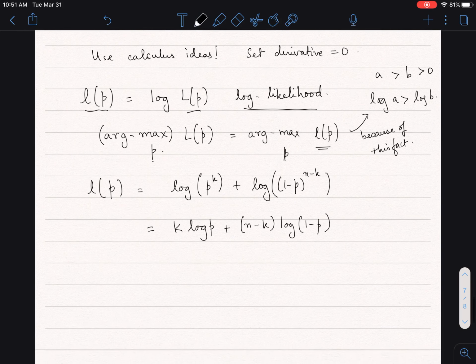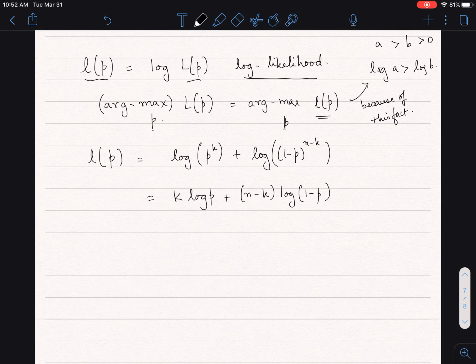Okay. And now let's take the derivative of l. So this is only a function of p, right? So dl divided by dp, this is the derivative. For this purpose k is a constant, so it's k times the derivative of log x, which is 1 by x, so this would be 1 by p, plus (n minus k).